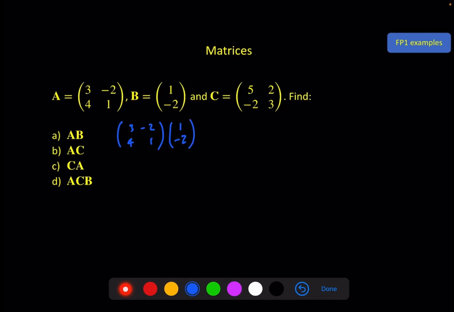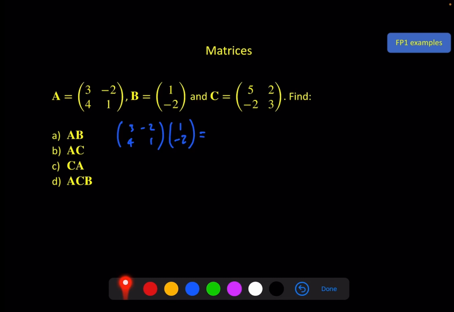And as I said, the order is very important. So A is on the left here. The A matrix must be on the left, B on the right. So we better check we can actually do this. We've got a 2 by 2 and a 2 by 1, so yes, this will work.